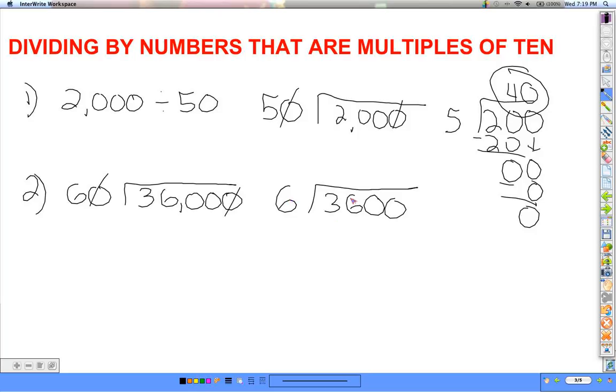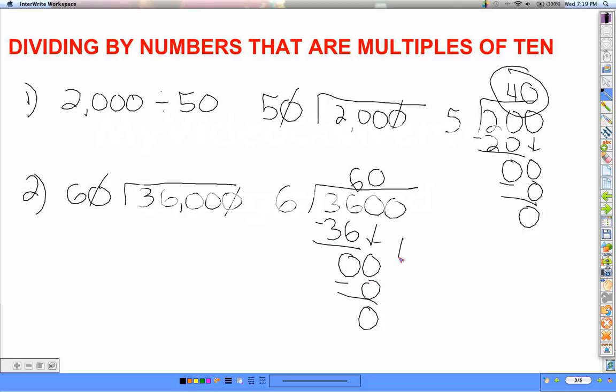6 goes into 36 6 times. 6 times 6 is 36. 36 minus 36 is 0. Now if you want to bring down your 0, follow all the steps. 6 goes into 0 is 0. 0 times 6 is 0. 0 minus 0 is 0. Bring down the 0. 6 goes into 0 is 0. 0 times 6 is 0. You just end up saying 0 a lot.